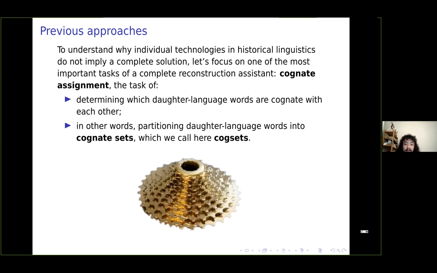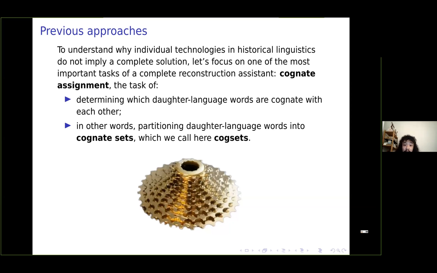Okay, so let's talk about some of the previous approaches from an engineering point of view, which is to say, how can it be made to produce concrete results of a good quality? So let's focus on one of the most important tasks when we consider historical comparative linguistics, which is that of cognate assignment or cognate determination or cognacy, whatever.